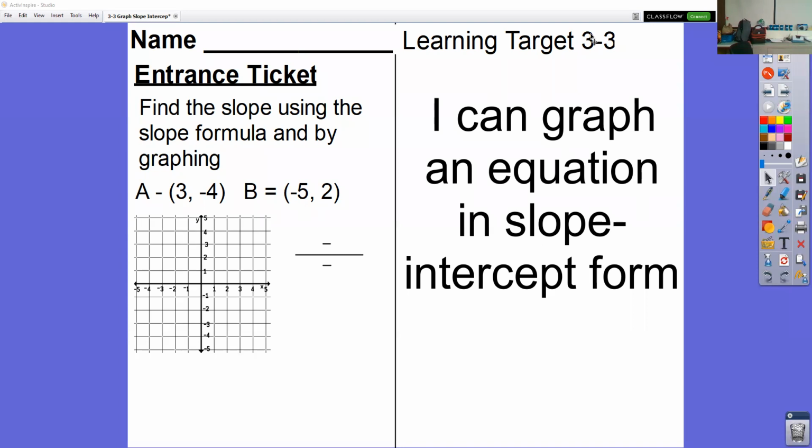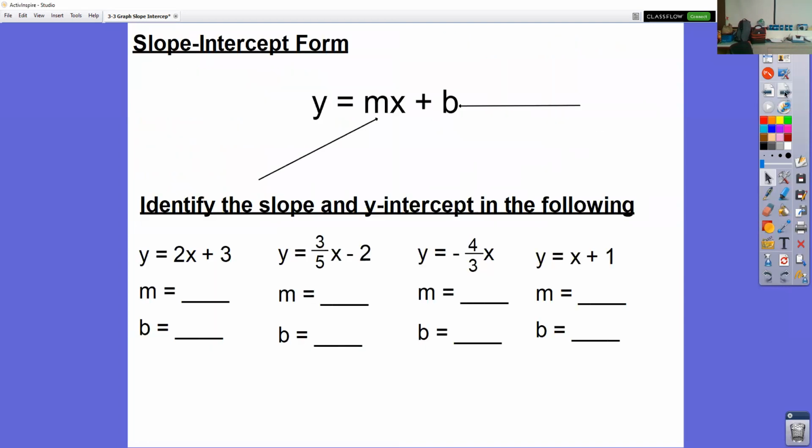Chapter 3, Lesson 3, Graphing an Equation in Slope-Intercept Form. When you're in slope-intercept form, it's y equals mx plus b. And the letter m represents your slope, and the letter b represents your y-intercept.